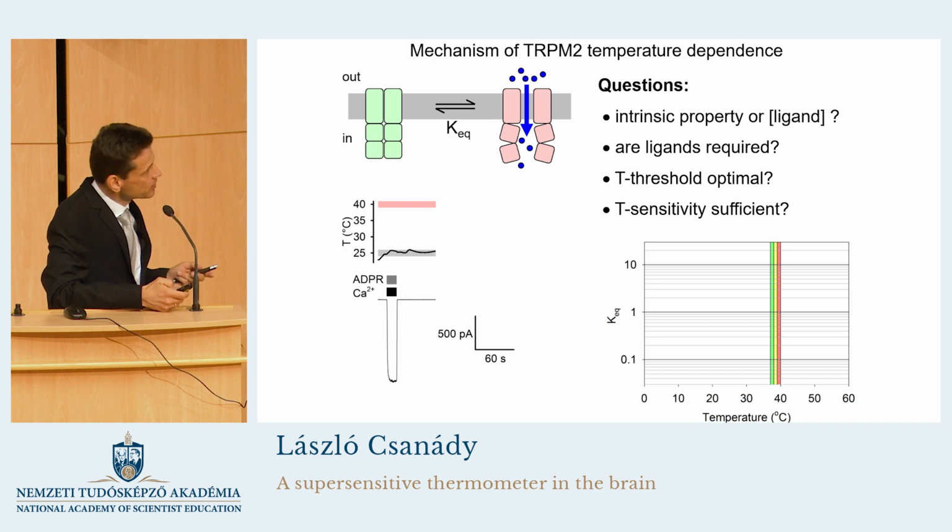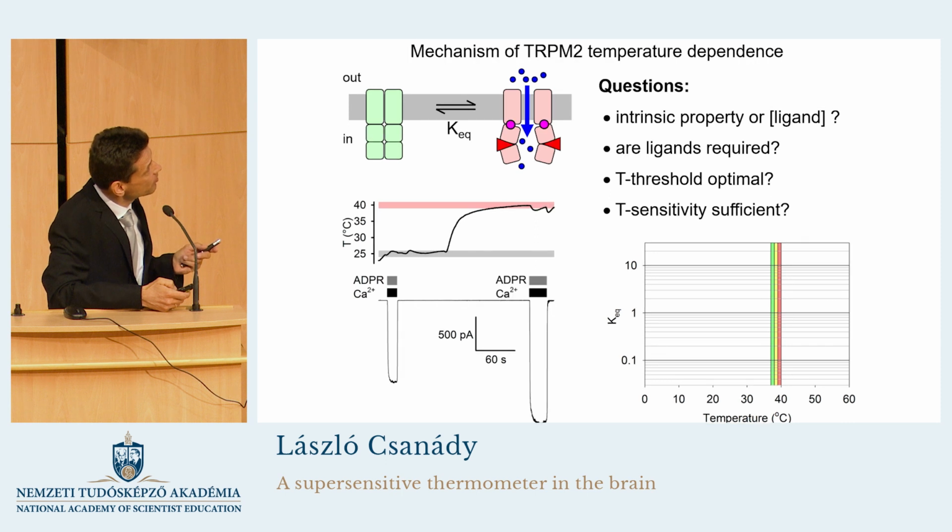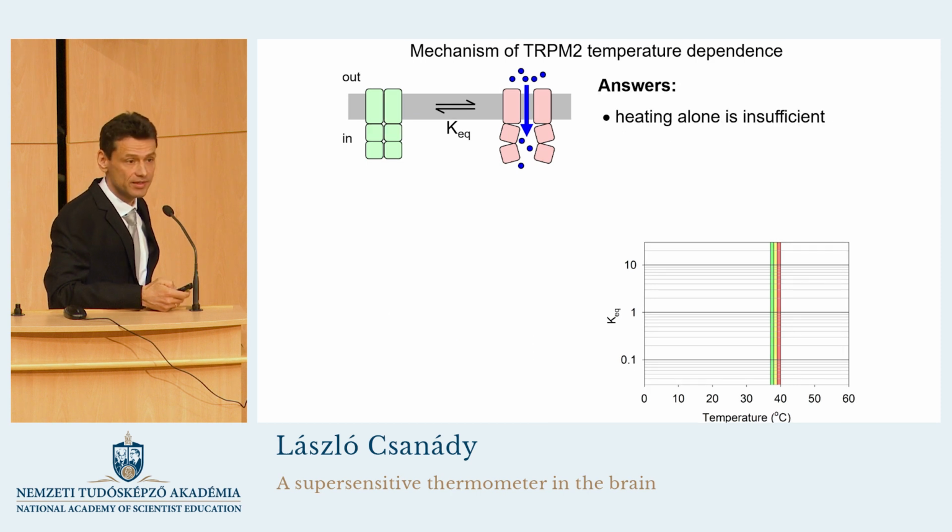And so we first asked, what if we just heat the channels to 40 degrees? Will they open up? And you can see that they don't. And that is not because they would have been somehow destroyed by heating to 40 degrees, because if you now reapply the ligands at 40 degrees, we can again reversibly open and close the channels. So clearly, heating alone is insufficient to open TRPM2 channels.